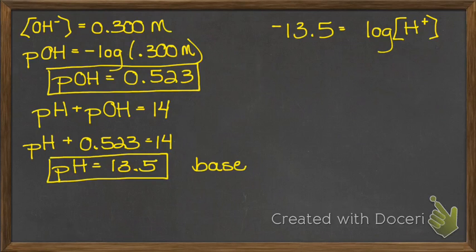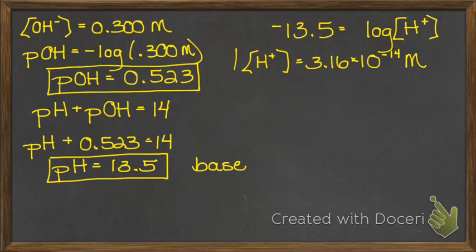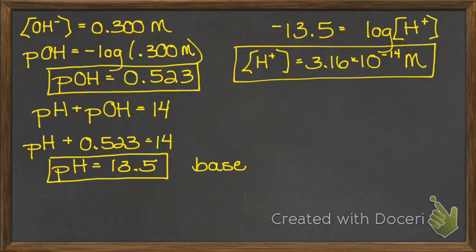So go into your calculator, second log. And what you should see pop up on the screen is 10 to the power of, blinking, and it's waiting for you to put in that exponent, negative 13.5. And I get a very small number. The H+ molarity is 3.16 times 10 to the negative 14th molar. Final answer. That's all there is to it. It's just using different formulas.